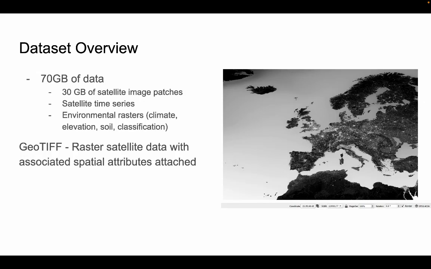It's 70 gigs of compressed data. We have 30 gigs of satellite image patches. We have satellite time series. We have environmental rasters. And the most important data structure here is a GeoTIFF.